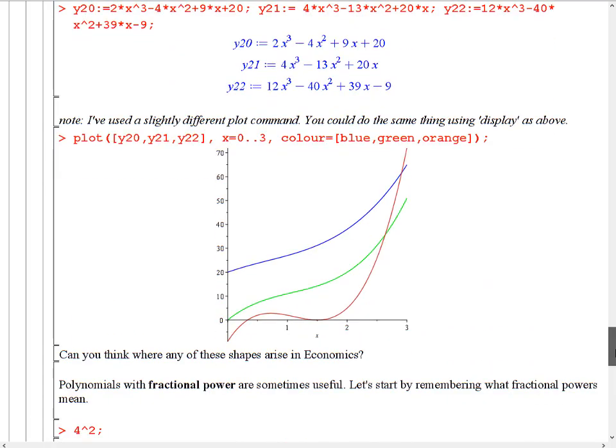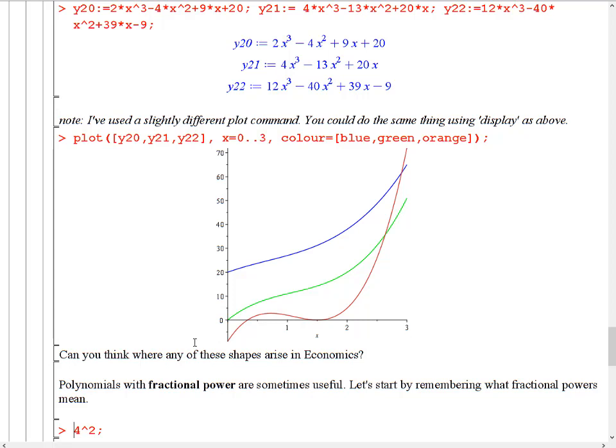Power 3, or cubics, often have two humps. So this would be an S shape or an inverted S. And if you think about where any of these shapes arise in economics, if you can't think, pause and think for a moment. They're often used for total cost curves.